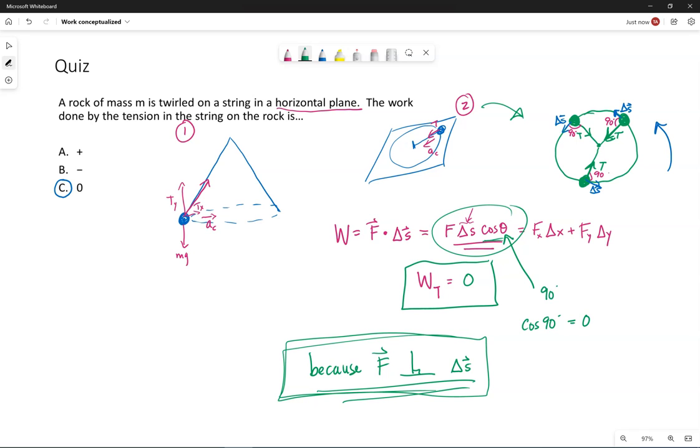If you remember just talking about centripetal acceleration, the tension was responsible for making the rock go in a circle. It was not responsible for making the rock speed up or slow down. Speeding up or slowing down, we had to have a tangential acceleration. So we needed some sort of force that was tangent to the circle. So this is just another way of looking at this motion in a similar way.